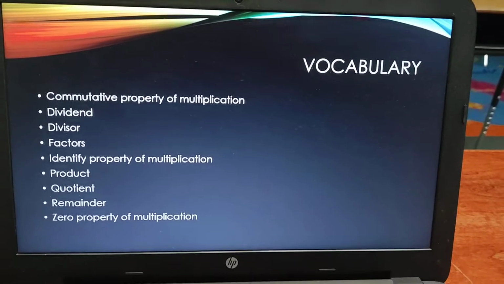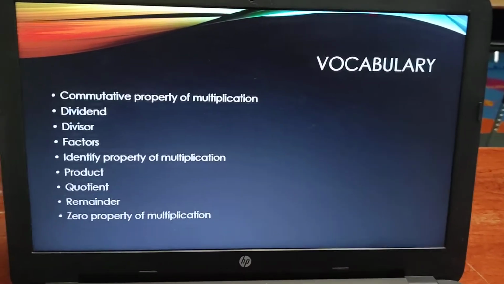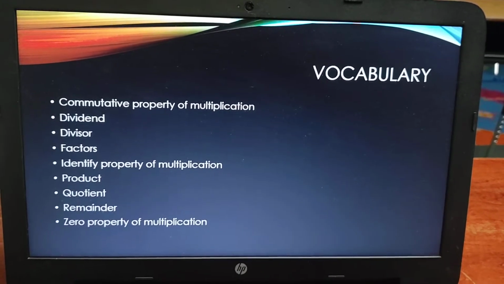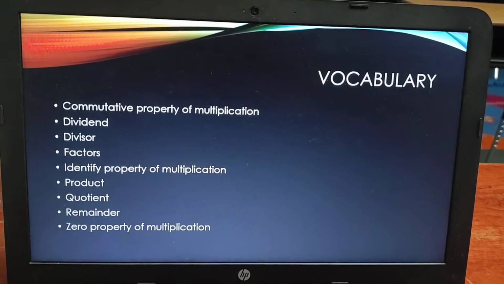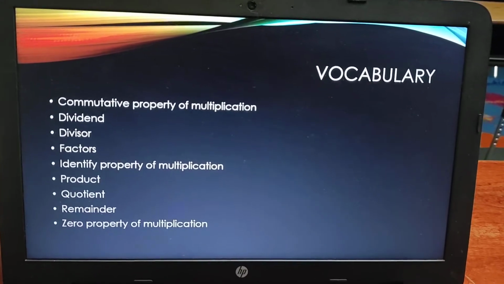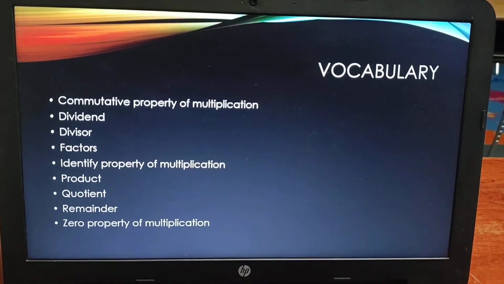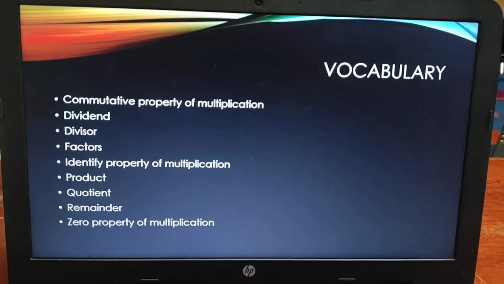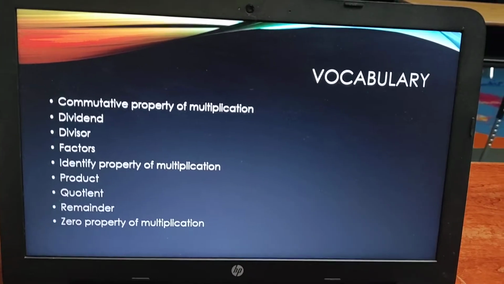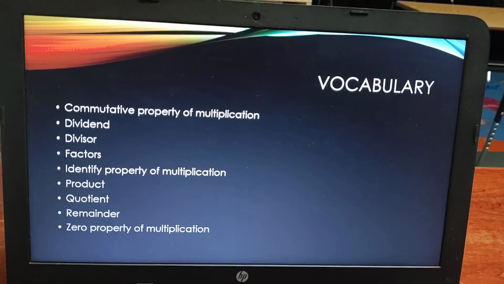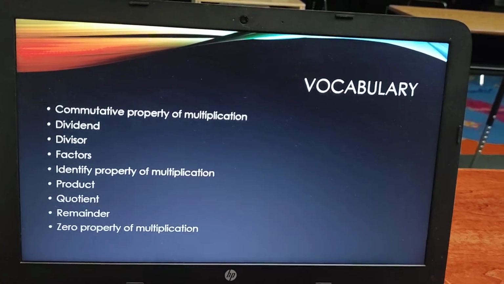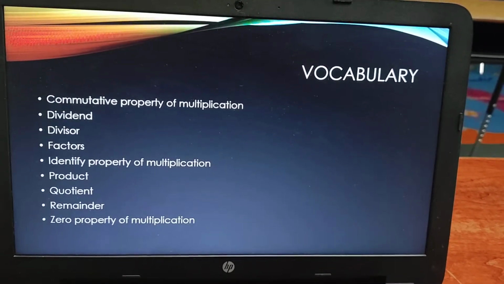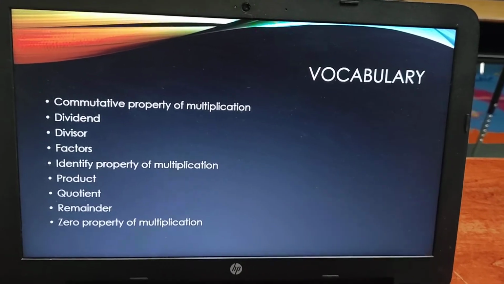So these are the vocabulary words that we have for this lesson. Again, it's very important that you try to learn what these words mean so that when you see them in lessons, because you will, you have a good idea of what to do with the problem. If you don't know what these words mean, refer back to your journal. That way you have the information necessary to complete the assignments correctly. These words are commutative property of multiplication, dividend, divisor, factors, identity property of multiplication, product, quotient, remainder, and zero property of multiplication.